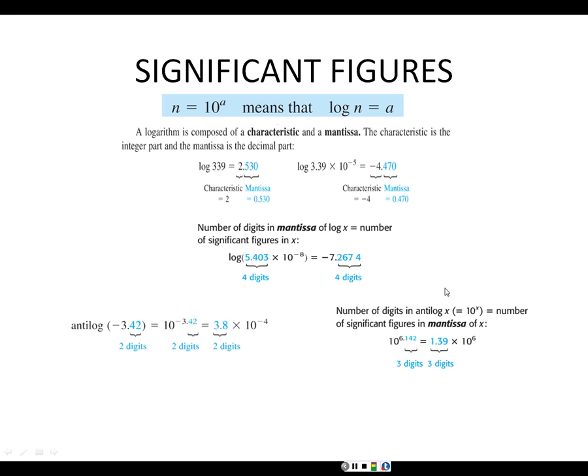When we're going backwards and taking the antilog, we go exactly the opposite direction. So in this case, the antilog of minus 3.42, the minus 3 refers us to the exponent, and the 4.2 is the mantissa. So we're going to expect to have two significant figures in our antilog answer, and that's what we get over here in the 3.8 times 10 to the minus fourth. So the number of significant figures in the mantissa is going to equal the number of significant figures in our antilog answer.